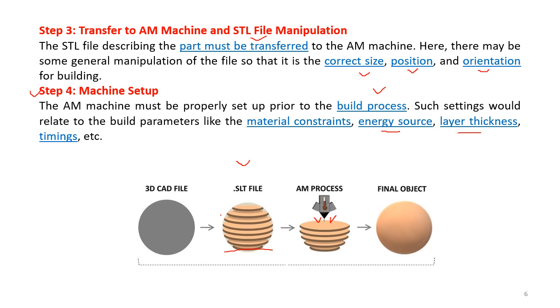Next one is the layer thickness. How much should be the layer thickness for building the product? You can see the layer thickness here. So whether this layer thickness is sufficient, and time to complete the product. How much time will it take to complete the whole product? The product gets completed within minutes or it will take hours. All those things are going to come in the machine setup.